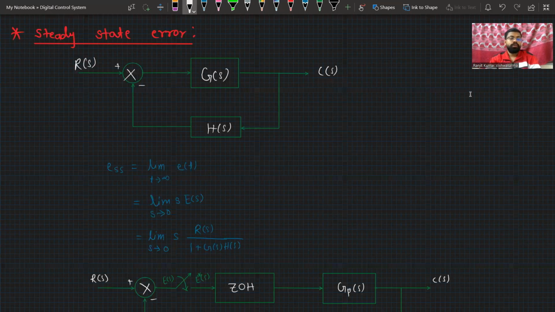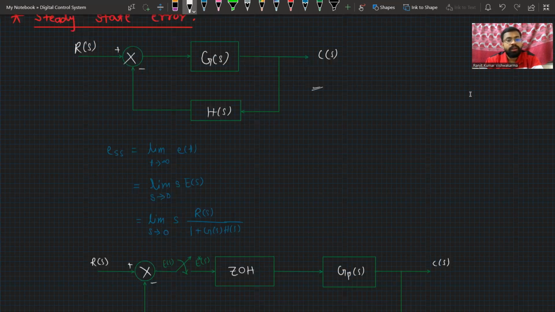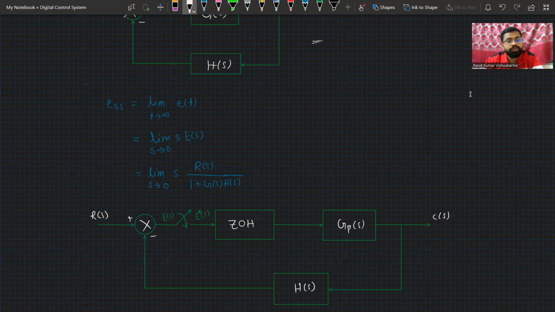Now we will talk about steady state error. After time domain analysis, we will discuss steady state error. In the steady state error, first of all, this is the analog control system. And we know that in the analog control system, the steady state error is the limit t tends to infinity e of t. After converting this e of t into the s domain, as you know we have to multiply it with s and it becomes s E of s, with s tends to 0. That is the final value theorem. Sorry, I said initial value theorem, but it is the final value theorem, because in this way we have to calculate with s tends to 0.